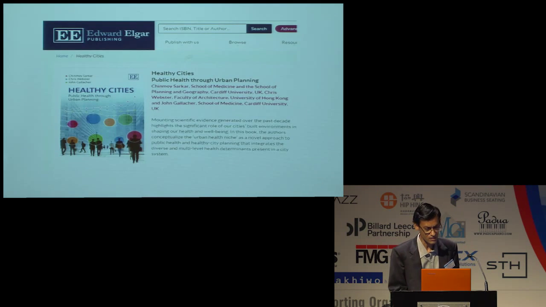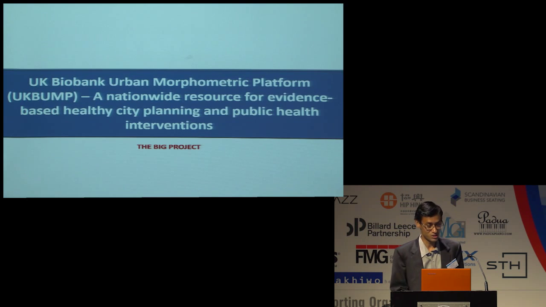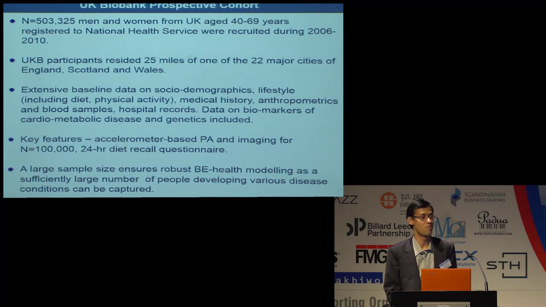And this is a book that came out last year and talks about all the pilot studies before the big study, which is the UK Biobank Urban Morphometric Platform. It's supposed to be a nationwide resource for evidence-based healthy city planning and public health interventions. And what is a biobank? The biobank is a cohort of 500,000 people, aged 40 to 69, registered with the National Health Service.